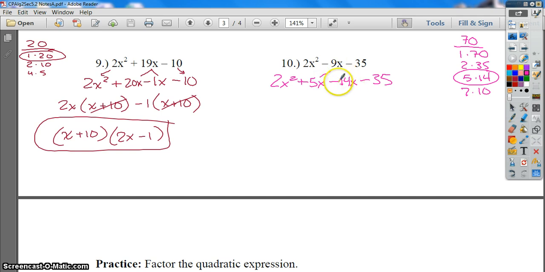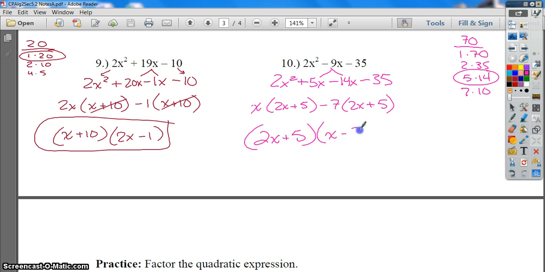So think to yourselves, what is positive 5x minus 14x? That's negative 9x. Okay, 5 times 14 gives you the 70 that you want. So GCF is just an x. This leaves me with 2x plus 5. GCF here looks like negative 7. Leaves you with 2x plus 5 again. So 2x plus 5 is in your solution, along with the x minus 7.